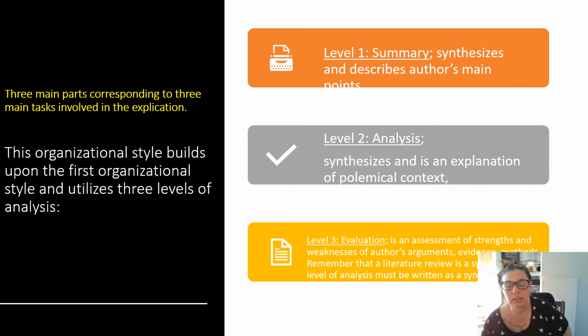And then level 3 is an evaluation, an assessment of the strengths and weaknesses of the author's arguments, their evidence, and methods. So what you're doing at this level is analyzing their methodology. Is their qualitative or quantitative methodology sound? Do they have any weaknesses in it? Do they have any weaknesses in their argument? That type of thing.